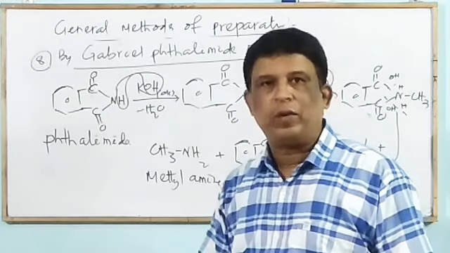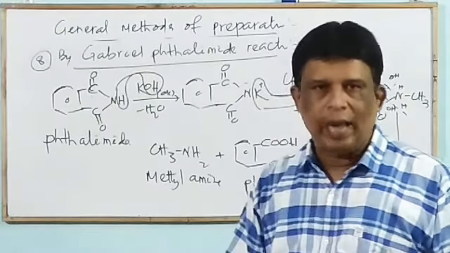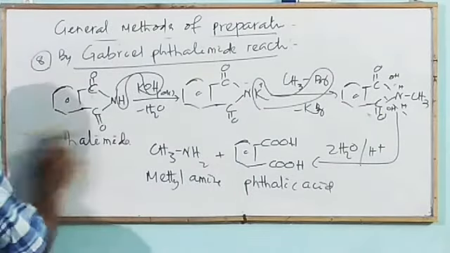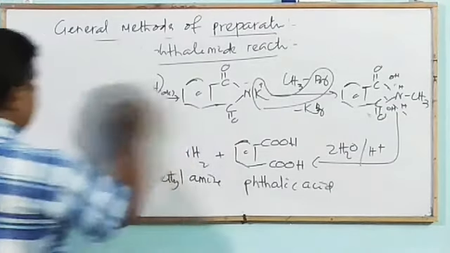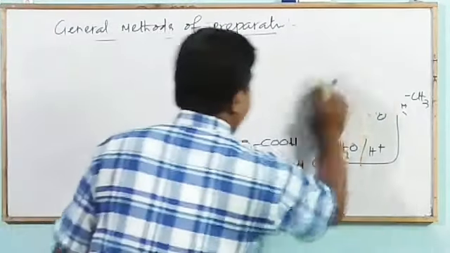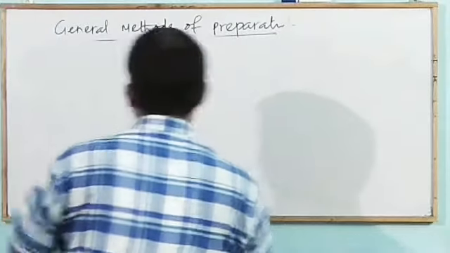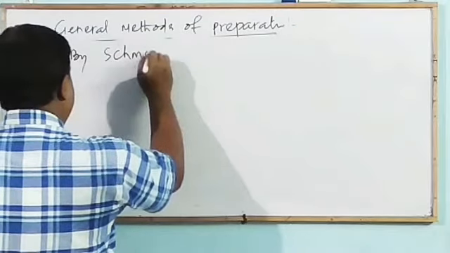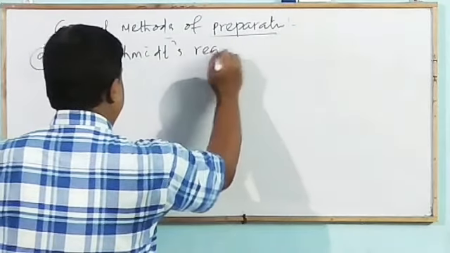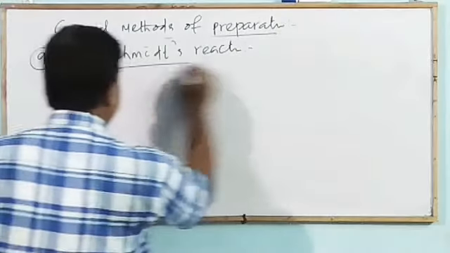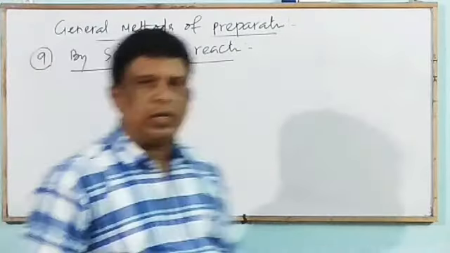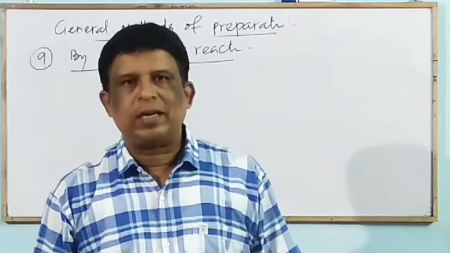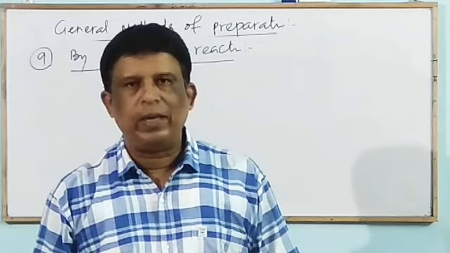Next method, method number 9, that is by Schmidt reaction. It is also important from the marks point of view. 9th method, that is by Schmidt reaction. What is the statement of this one? When monocarboxylic acid is heated with hydrazoic acid in presence of concentrated sulfuric acid, primary amine is formed.